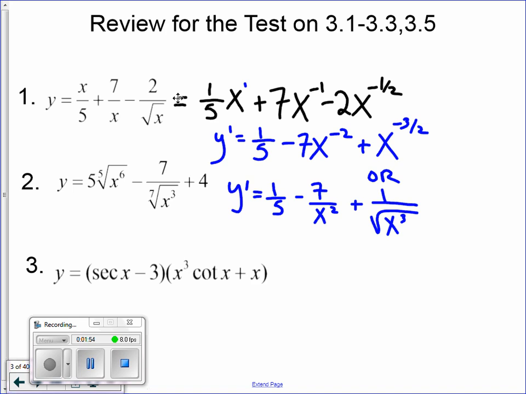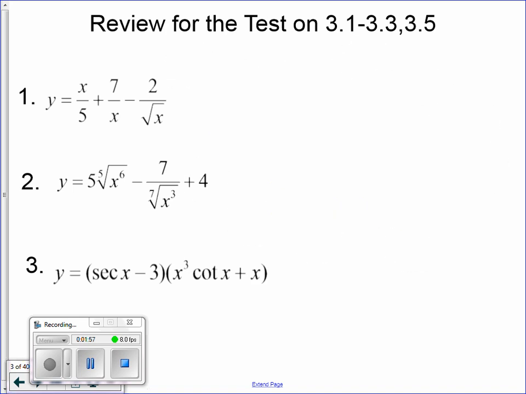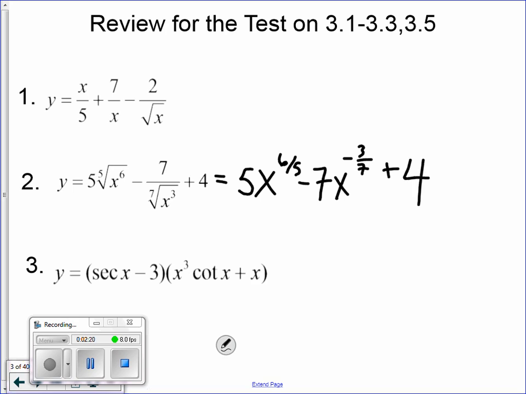Okay, next problem, number 2. Okay, first thing we'll do is we'll rewrite it. So we have 5x to the 6/5 minus 7x to the -3/7 plus 4. Okay, so now we can take the derivative, using our power rule. So when you multiply 6/5 by 5, you get 6. You write x. When you take away 1 or 5/5 from the old exponent, you get 1/5.